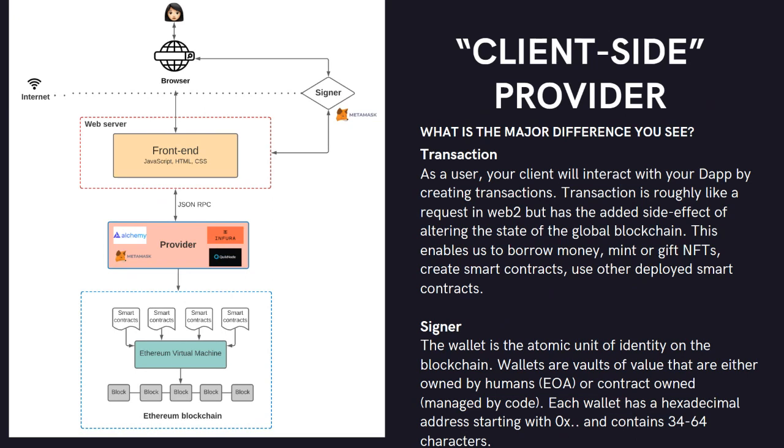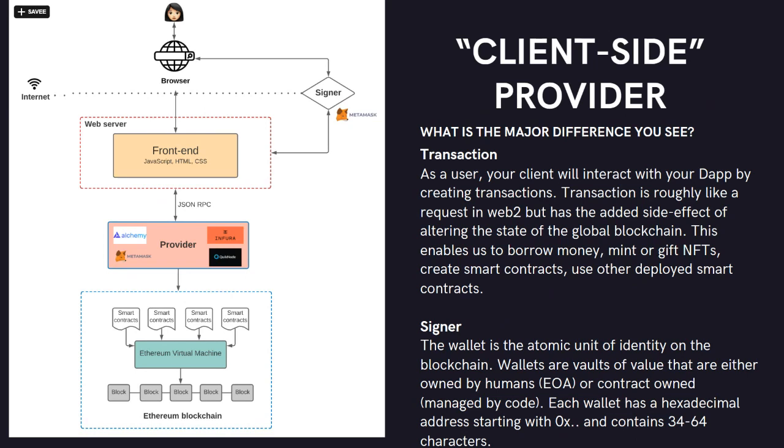So as a user, the person on the top, you are able to interact with any Dapp on the internet. I think I forgot to mention, but a Dapp is nothing but a decentralized application. In the industry it is shortened to Dapp. So a Dapp and a Web3 app are the same thing. As a user, you will interact with your Dapp by creating transactions. A transaction in a conventional market is defined as an exchange of goods or services between two parties.